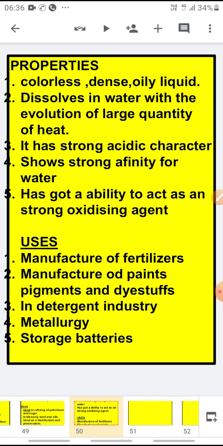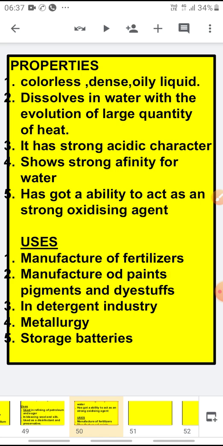Children, as I have already told you, in your syllabus the manufacture of sulfuric acid is not there. We have completed up to the topic sulfur dioxide in group 16 elements. So today I'm starting with sulfuric acid. The preparation of sulfuric acid is not there in your syllabus anymore as per CBSE, but the properties and the uses of sulfuric acid are important. Still, I'll just give you a general idea about the manufacture of sulfuric acid.